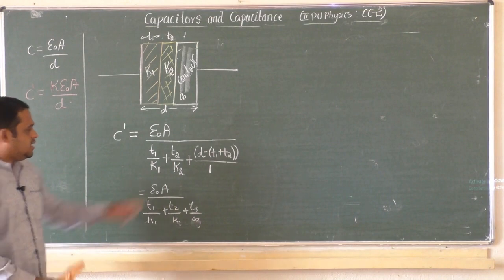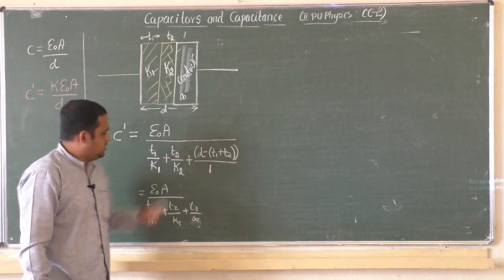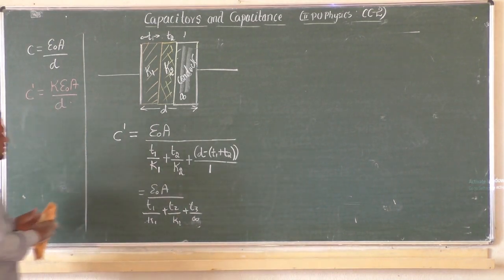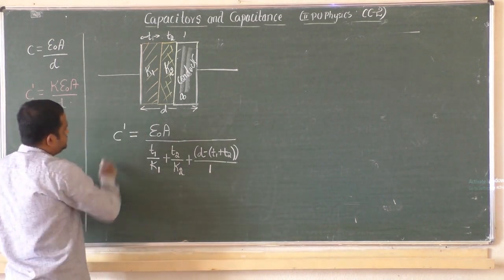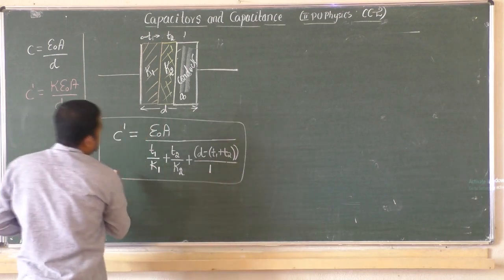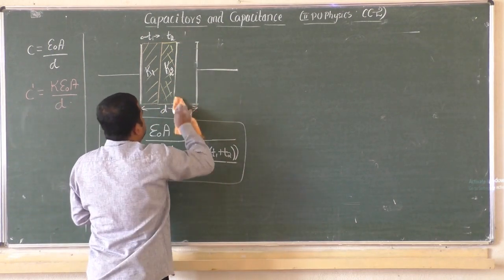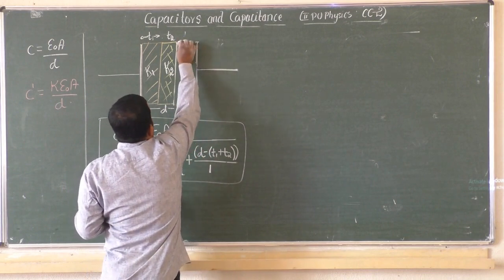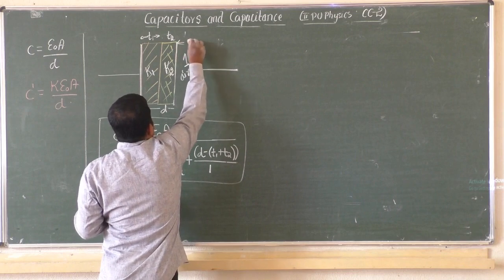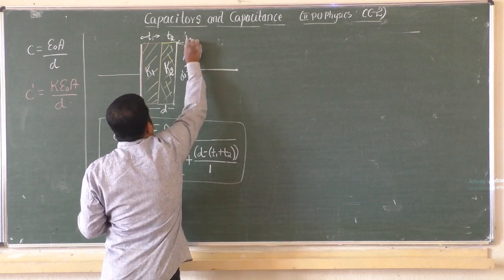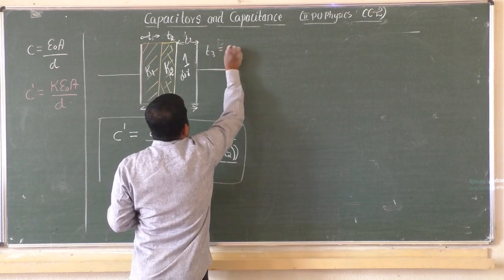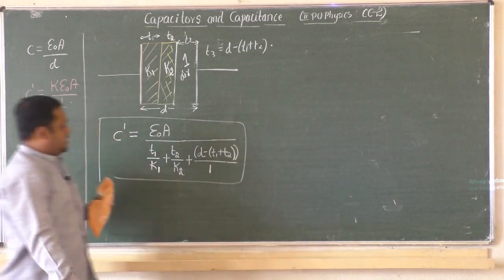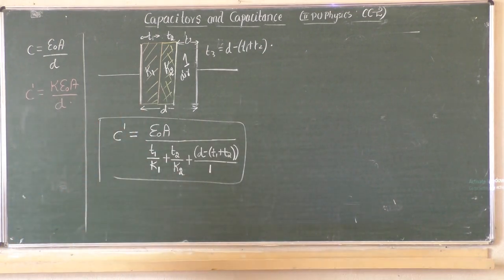Remember all this formula. If air is there, dielectric constant is 1, dielectric constant of different media, and so on. So now this is the formula. This is for this particular case. In the third region, air, dielectric constant is equal to 1, thickness is this much, that is D minus thickness T3. Now this T3 is equal to D minus (T1 plus T2). For any number of dielectrics you can use this formula.